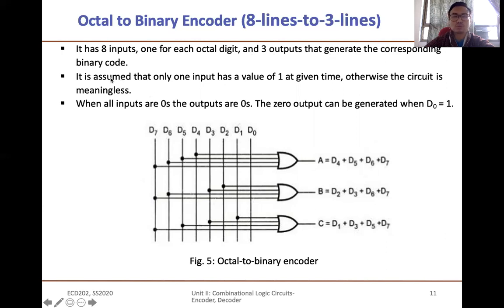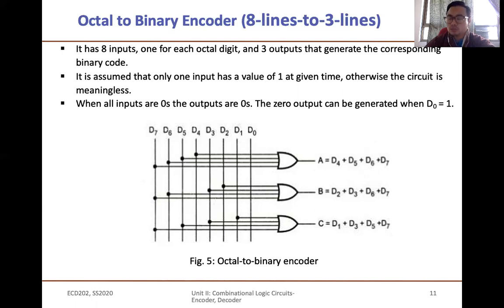It has 8 inputs, 1 for each octal digit, and 3 outputs that generate the corresponding binary code. It is assumed that only one input has a value of 1 at a given time, otherwise the circuit is meaningless. So in order to have your output, one input should be activated at a time. If you activate more inputs at the same time, it becomes meaningless.